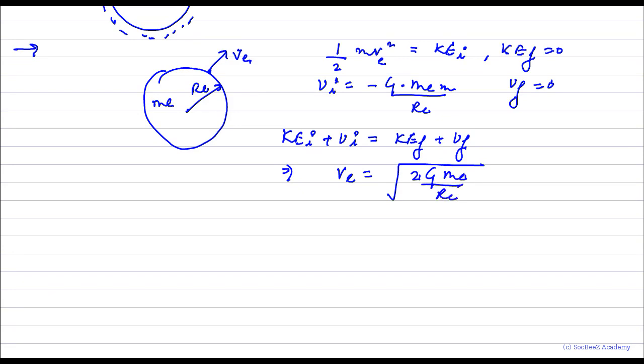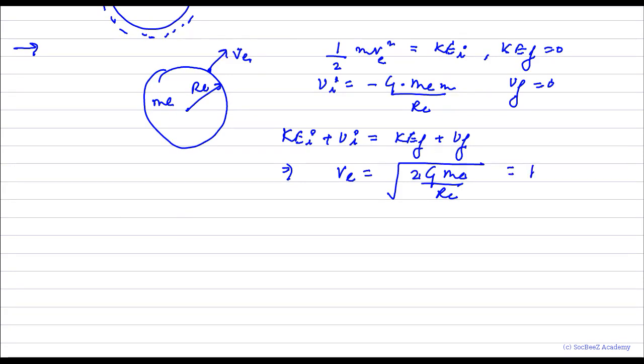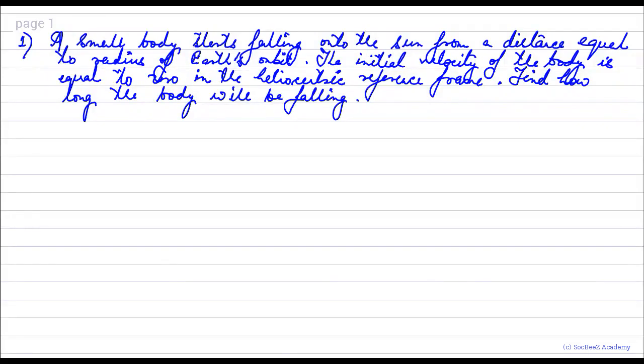Okay, so if I put in the values of G, ME and RE, which are actually known values, I'll get my value of VE as 11.2 kilometers per second. This is the velocity with which a body needs to be projected so that it reaches infinity. It escapes the Earth's gravitational pull and reaches infinity. Let us now begin with a few problems on the topic of gravitation.